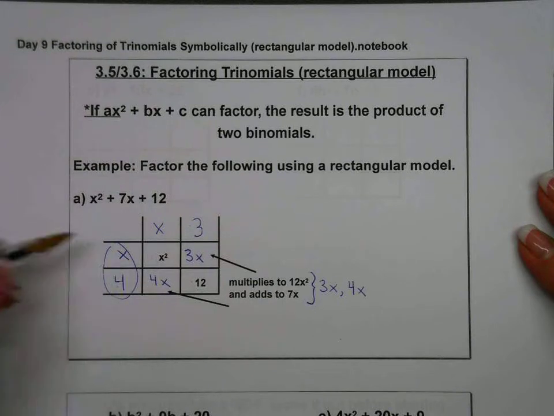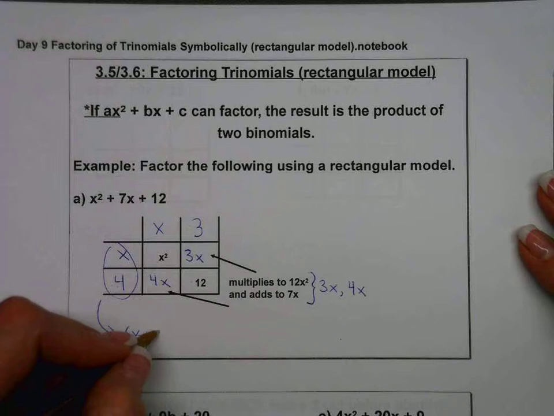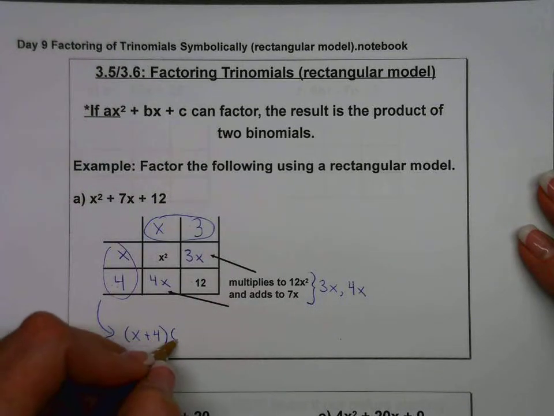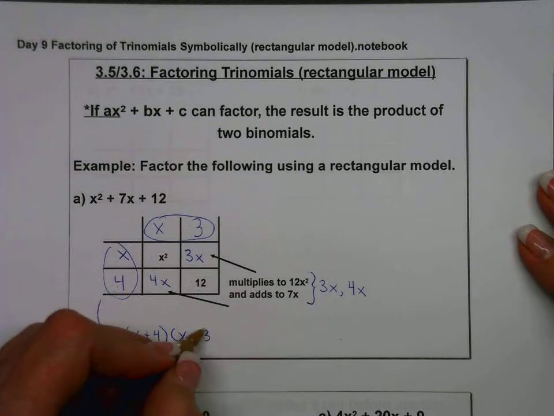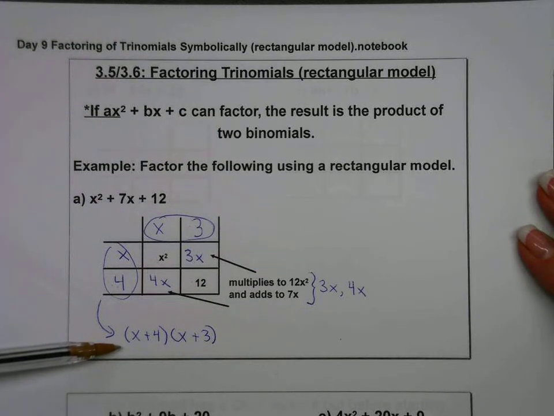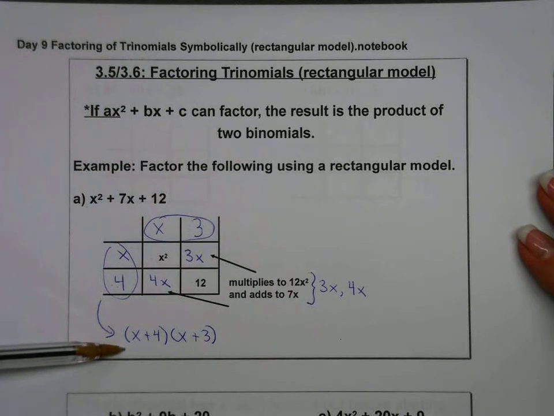So the x plus 4 is one of my factors, and the x and the positive 3 becomes my other factor. So when I want to factor an x squared plus 7x plus 12, I need to come up with the multiplication statement that, if expanded, would equal the original trinomial. So what I have here is the factored form.